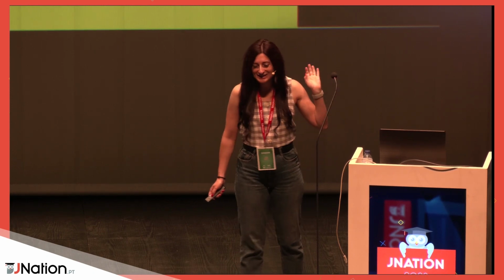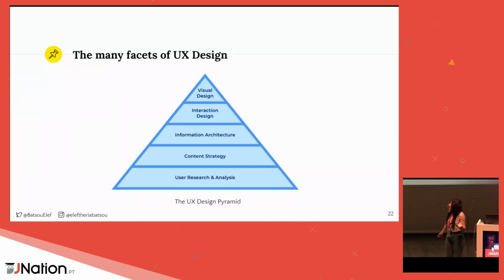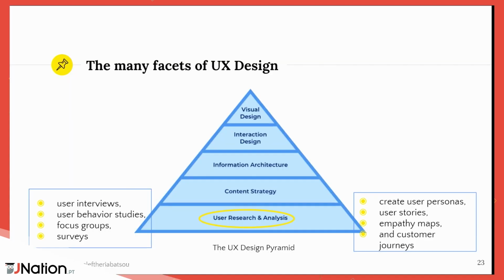Okay, let me go back to my original question, which was, what does a UX designer or researcher do? And as I quickly mentioned, they do a lot of things. Here I have this pyramid, and I will start from bottom to top. They are doing user research and analysis, content strategy, information architecture, interaction design, and visual design. They will focus more on the three bottom layers. And I do have a lot of details here, but I don't think that you want to hear those.